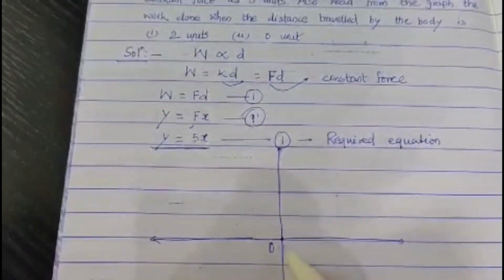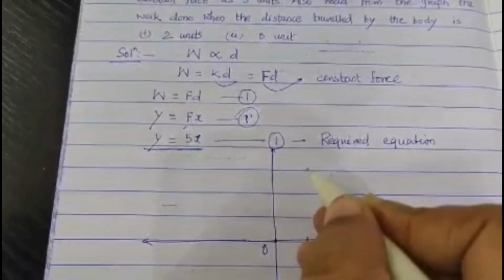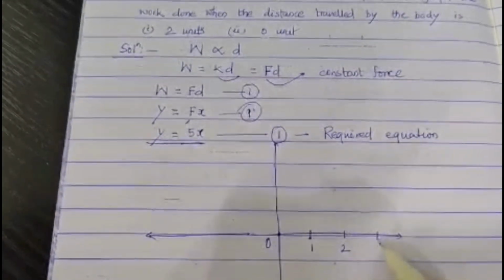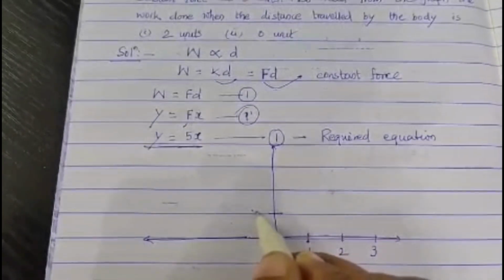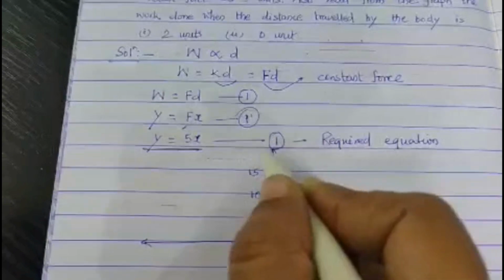because if x is 0 then y is 0. First point will be like this: if x is 0, y is 0. If x is 1, then y will be 5. Let us suppose this is 1, 2, 3. Okay, on this side let us take this as 5, 10, 15, 20.